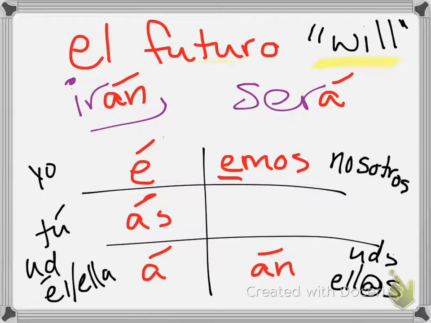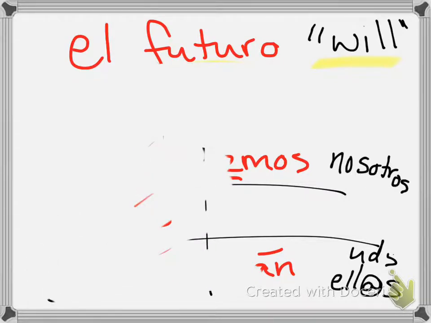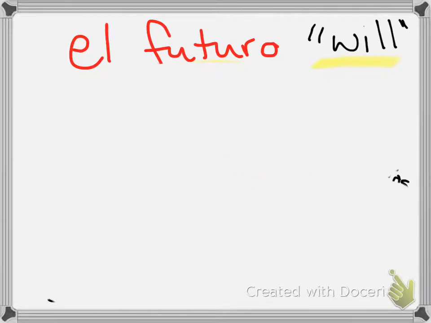Okay? Now, as we know, with pretty much every tense, there are always exceptions, right? There are always irregulars. So I'm going to go over a few of the most common irregulars with you guys, okay? The fun part about the future, the thing that makes it easy, is that all of these verbs have the exact same endings. It doesn't matter if it ends in an AR, an ER, or an IR. They all have the same ending, which is pretty fun. Okay, so here we go with our irregulars.